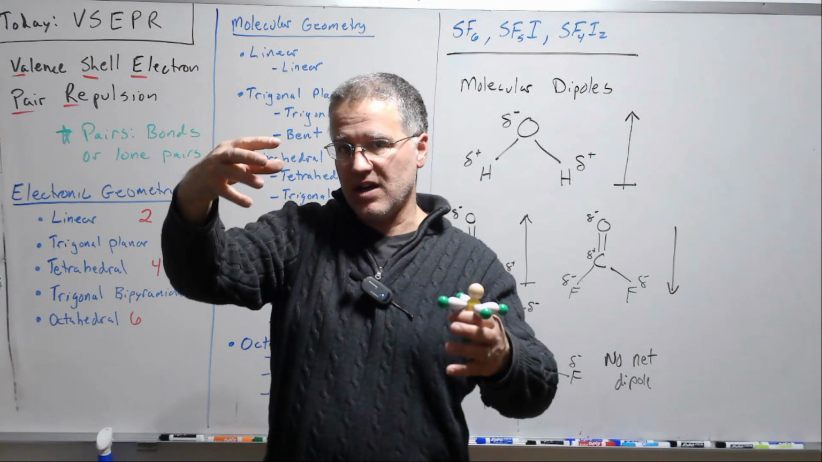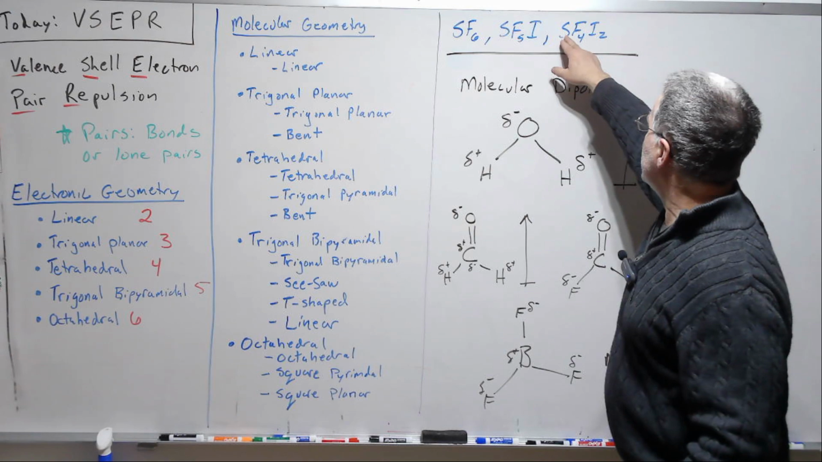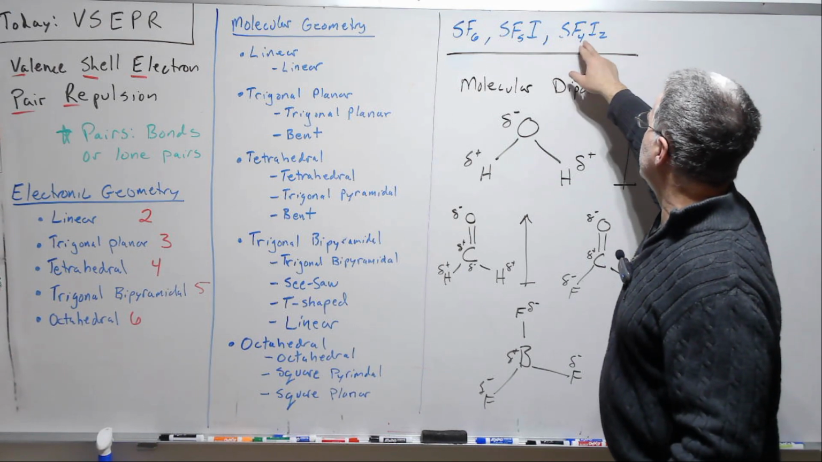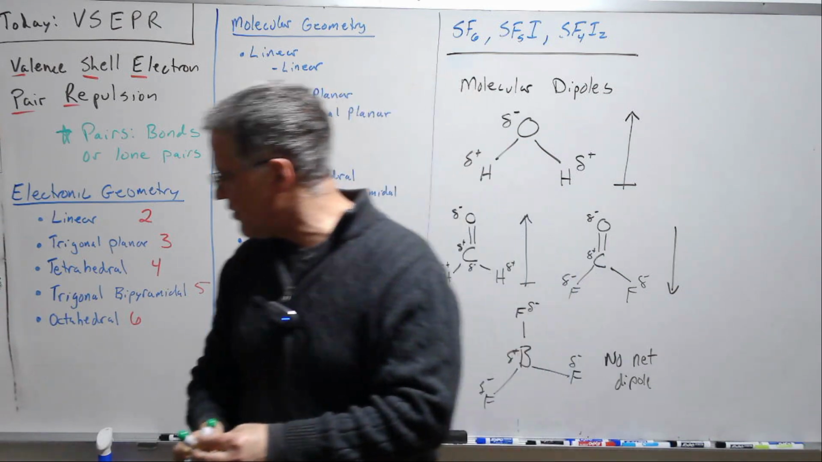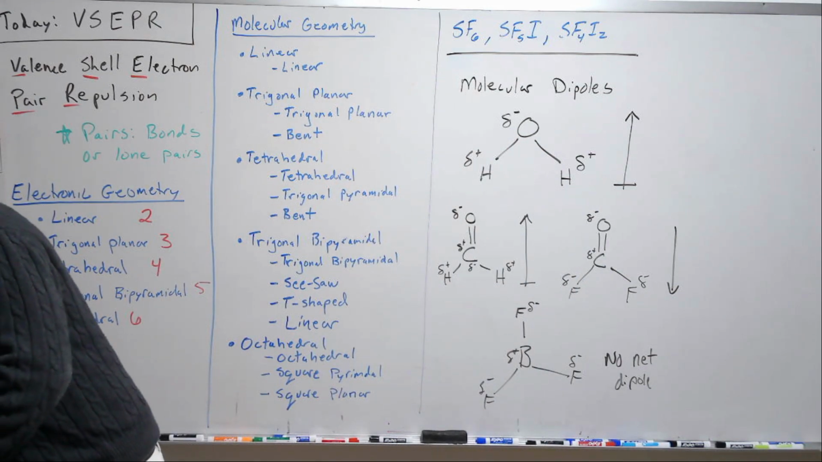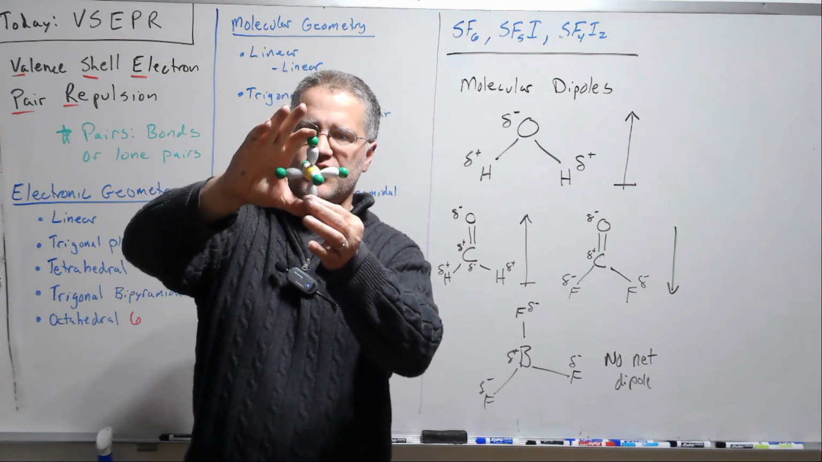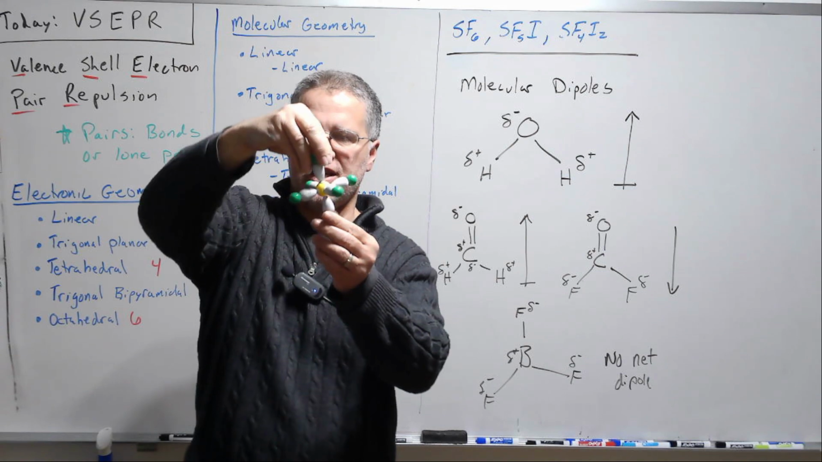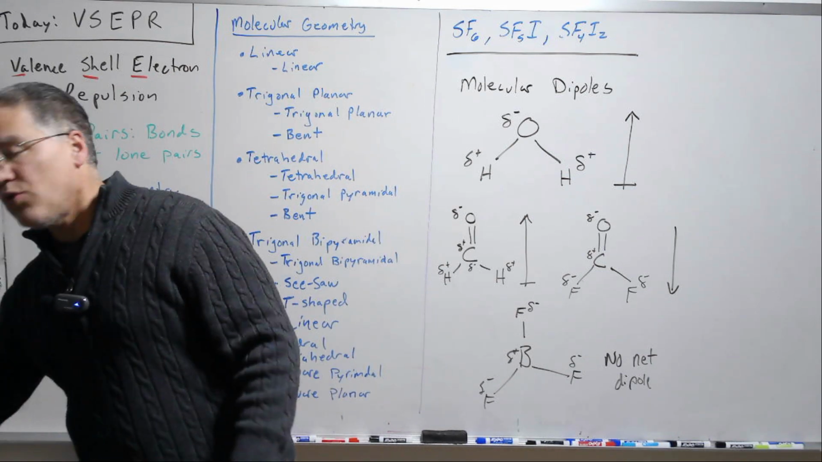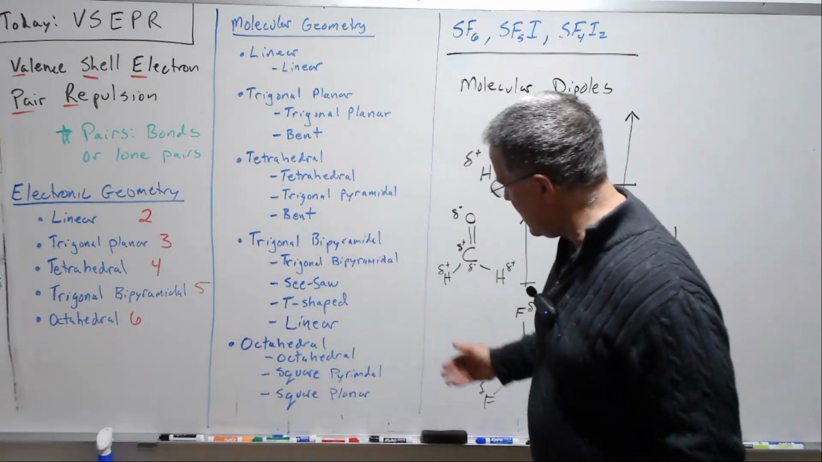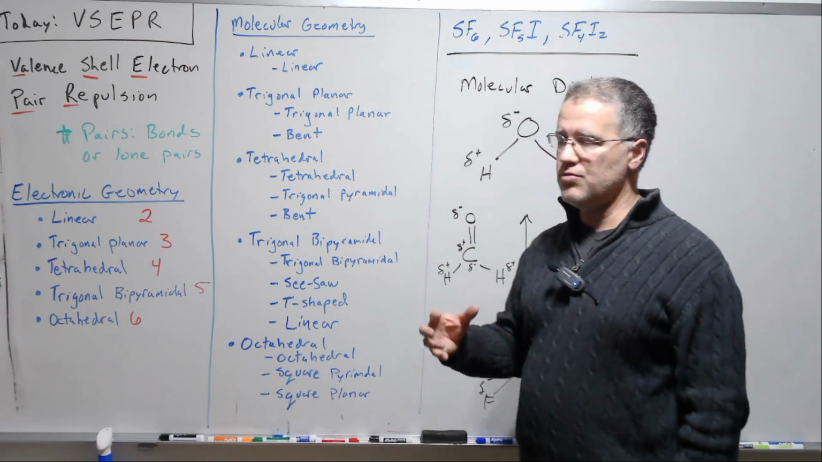Well, iodine is bigger, so with SF4I2, the iodines will be on opposite sides. So let's see here. Imagine now that these two, the top and the bottom, were replaced with iodines. They're bigger, so they're going to want to be opposite each other. So we still call this octahedral, right? Still octahedral because there's no lone pairs.